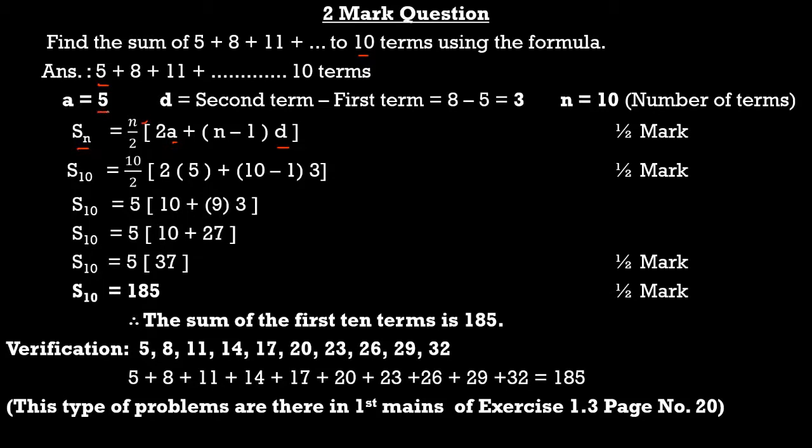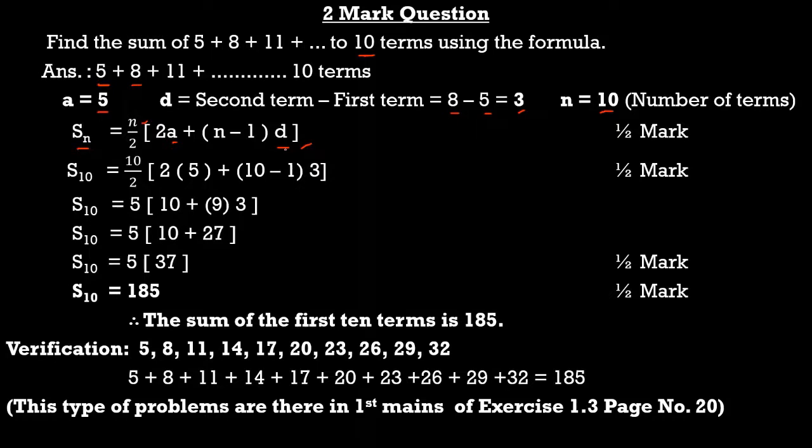To find the common difference d, subtract first term from second term. In this series, second term is 8, first term is 5. Second term minus first term is equals to 8 minus 5 is 3. The series has 10 terms, or we can say number of terms n is 10. Now substitute a is equal to 5, d is equals to 3 and n is equals to 10 in this formula. Sn is equals to n divided by 2 into bracket 2a plus n minus 1 into d.